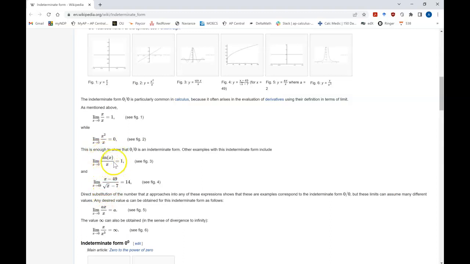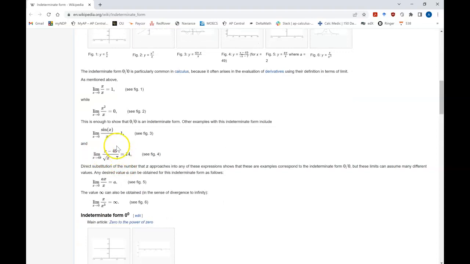Here, again, 0 over 0 would become 1. Here, look at this one. If I plug in 49, I get 0 over 0. But if you factor this as a difference of two squares and reduce, you get 14. So 0 over 0, indeterminate, could be a whole mess of things, right?